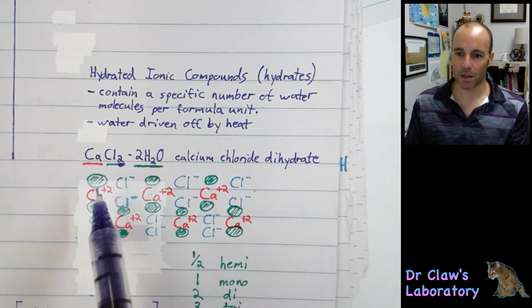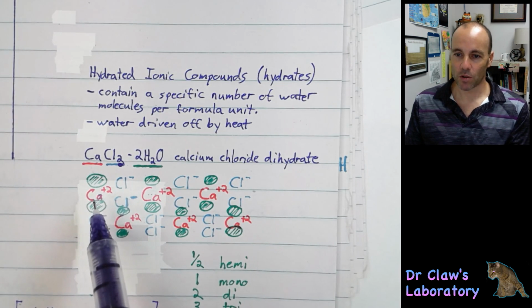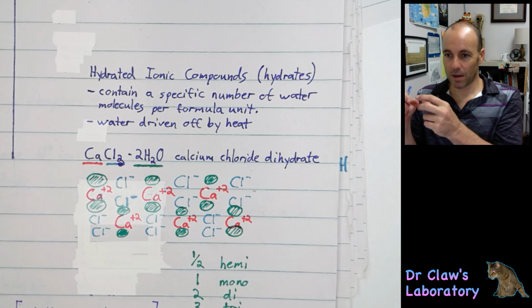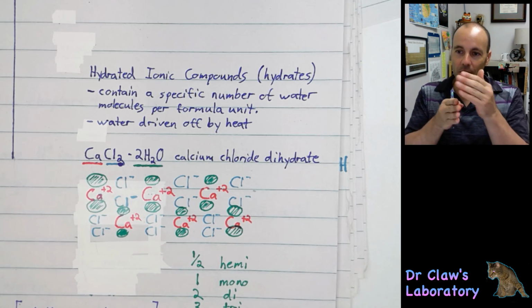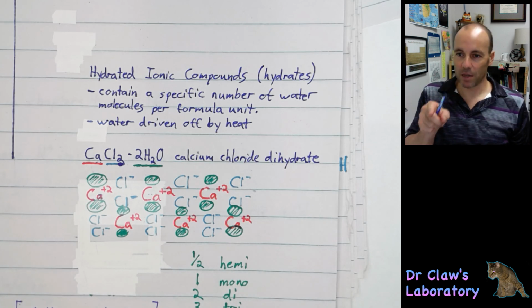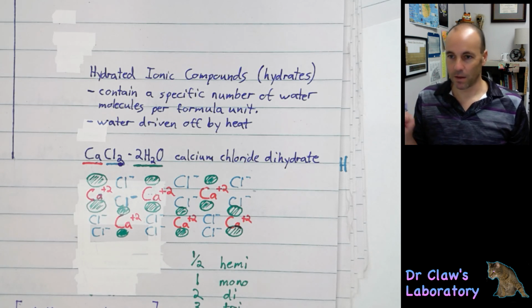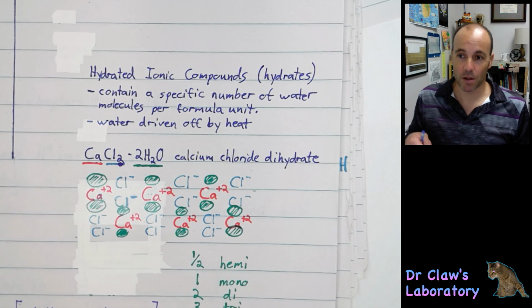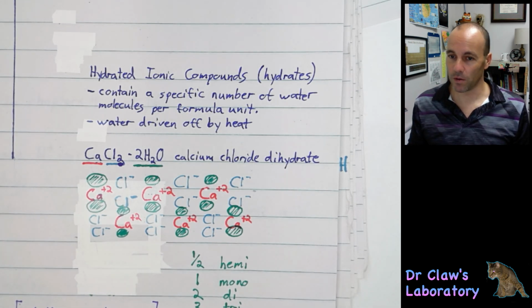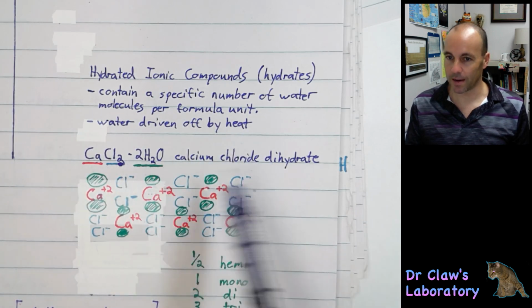Ionic compounds, the structure always is like you have your cation and then your anions, and then your cation and your anions. It's kind of like alternating charge, positive, negative, positive, negative, positive, negative. But when it's a hydrate, there's also water in there, distributed. So for each formula unit here, there are 2 waters. This is a dihydrate.